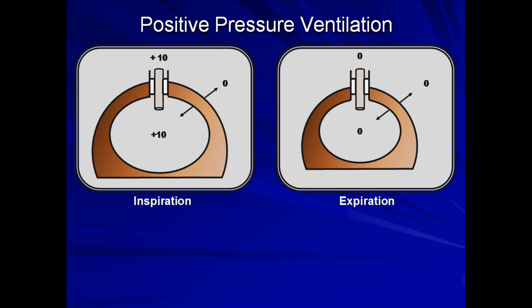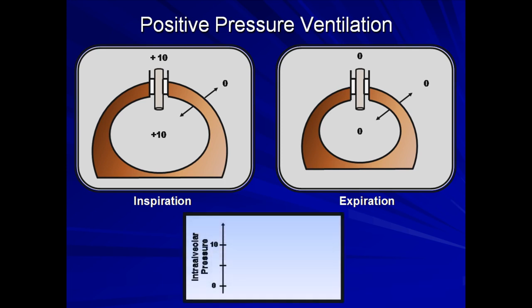Let's take a look at a graph of intra-alveolar pressure as a function of time. Once again, the dashed gray line will be atmospheric pressure, set at zero for reference. The dashed red line will be the extrinsic pressure applied via the endotracheal tube.